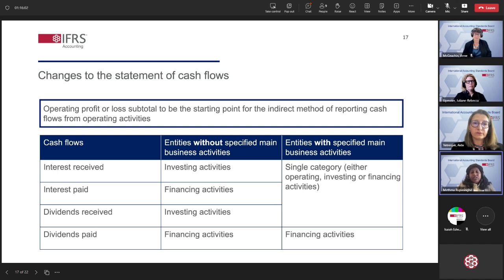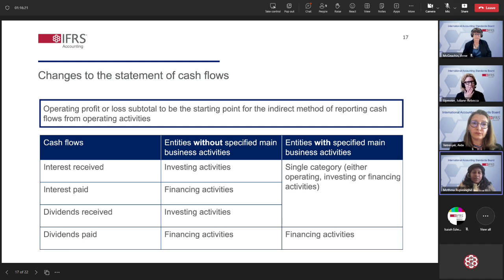The IASB decided to remove the classification choice for most companies to increase comparability. Most companies will be required to classify interest and dividends received as cash flows from investing activities and interest and dividends paid as cash flows from financing activities.